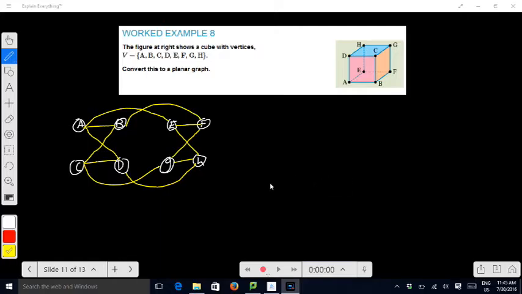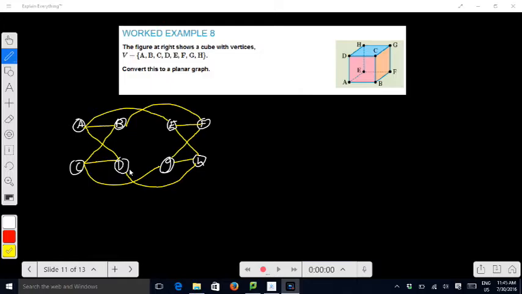Okay, should have something that looks like this. Now it's actually not too bad, but the problem is, is it a planar graph at the moment? So the obvious answer to that is no. It's not, because we've got edges that cross each other.